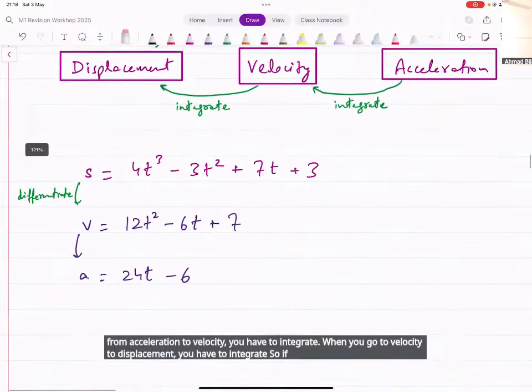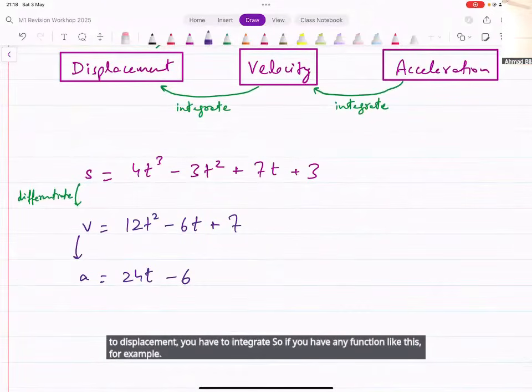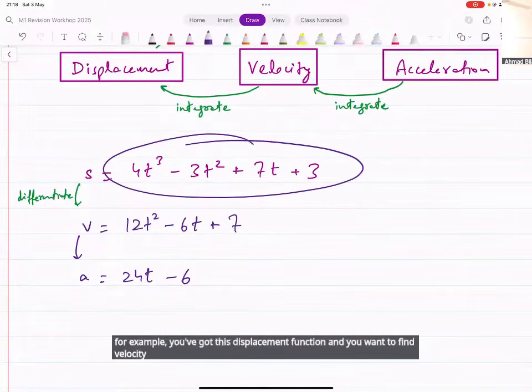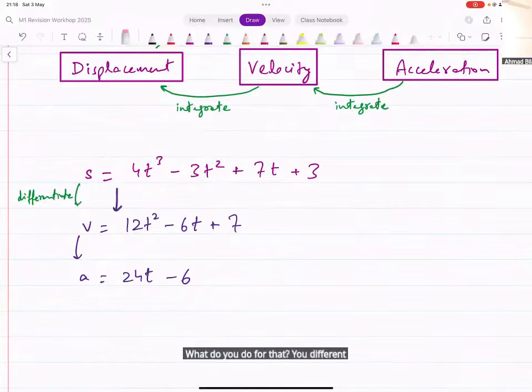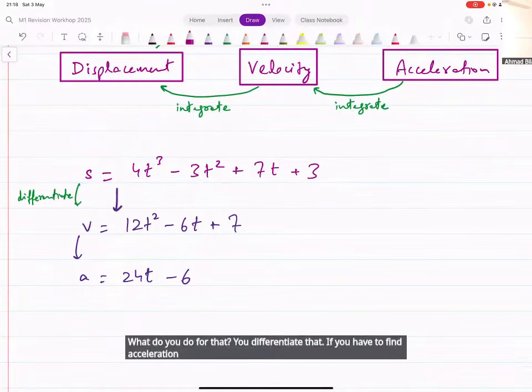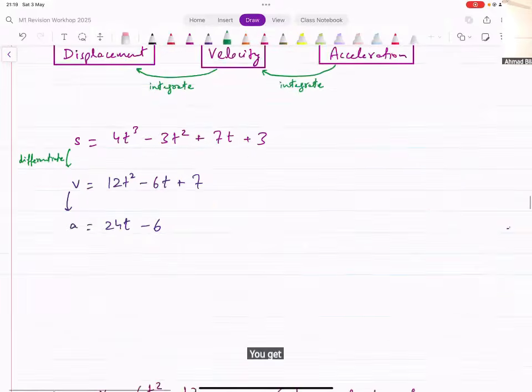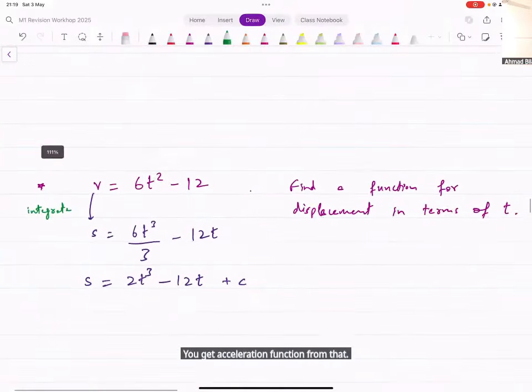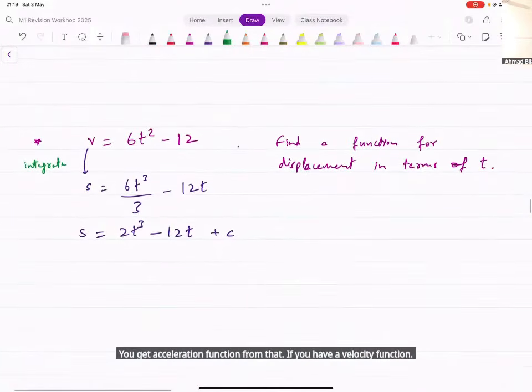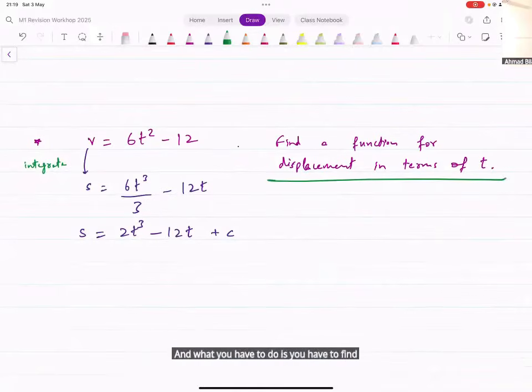So if you have any function like this, for example, you've got this displacement function and you want to find velocity, what do you do for that? You differentiate that. If you have to find acceleration from that, again, you differentiate that. You get the acceleration function from that. If you have a velocity function, and you have to find the displacement function for that in terms of t.